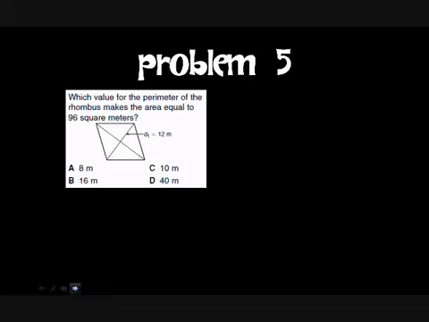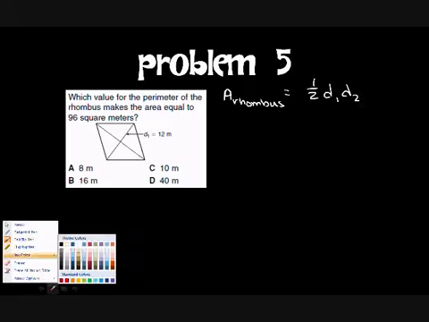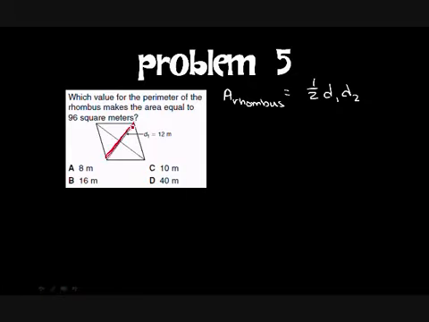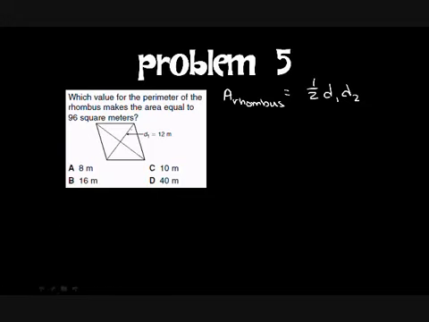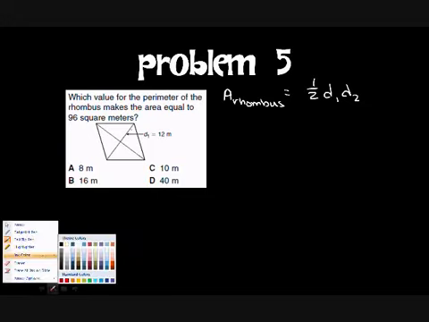Okay, problem number 5. It's asking for the perimeter of the rhombus, and we need the area of the rhombus to be 96 square meters. So first of all, you may not be super familiar with this formula, but the area of a rhombus is 1/2 d1 d2, and the d means diagonal. So it's saying half of the first diagonal times the second diagonal. And so these are your diagonals. Here's diagonal 1, and then this other one is diagonal 2. So we need to figure out what diagonal 2 is, and then we're eventually going to use that to get the actual perimeter of this figure.